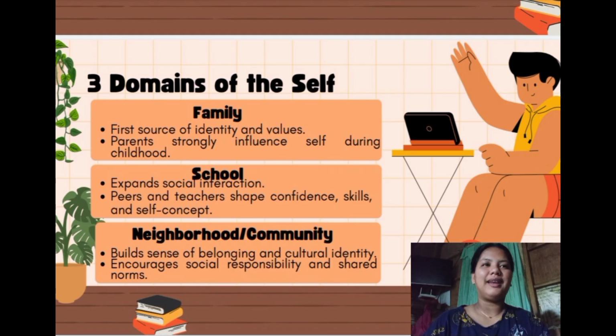Good day, everyone. I'll be discussing the three domains of the self, which are family, school, and neighborhood or community. So first, we have the family. Our family is the first source of our identity and values. It is where we first learn who we are and what is right or wrong. Our parents and relatives strongly influence our self concept, especially during our childhood years.